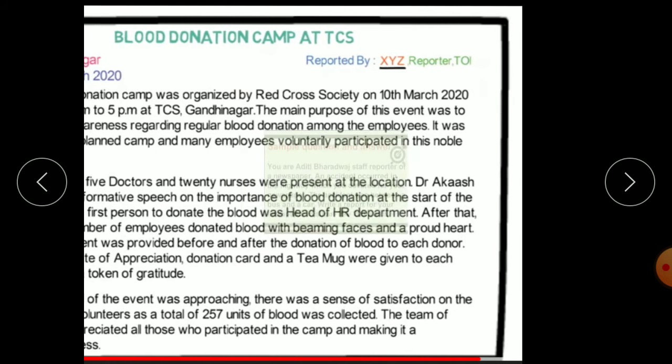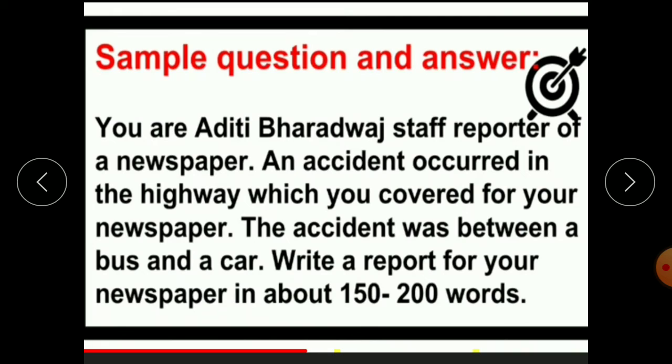Now we are moving towards the next slide. Here is some of the another things, that is sample question answers. Here the name has been given. In the previous two slides the name was not given.